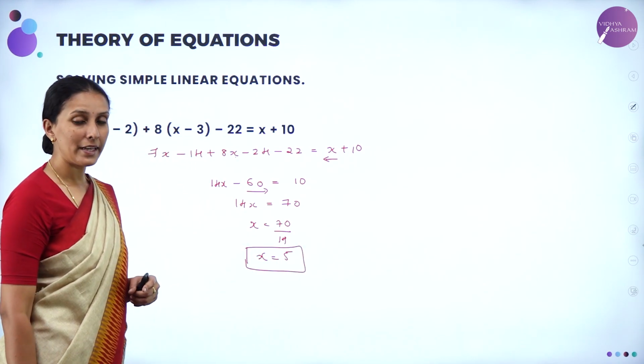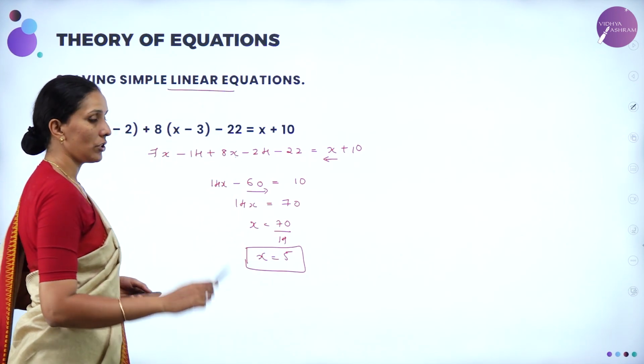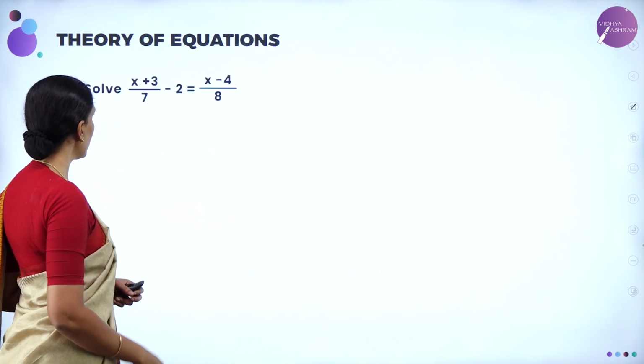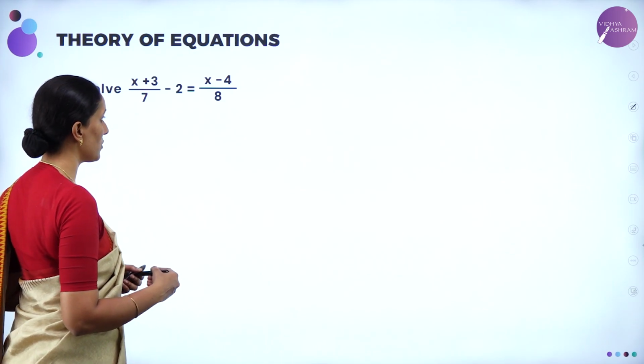So x is equal to 5 is the solution for the given linear equation. As I said, for a linear equation there will be only one solution. So x takes the value 5. Next, solve (x + 3)/7 − 2 = (x − 4)/8.